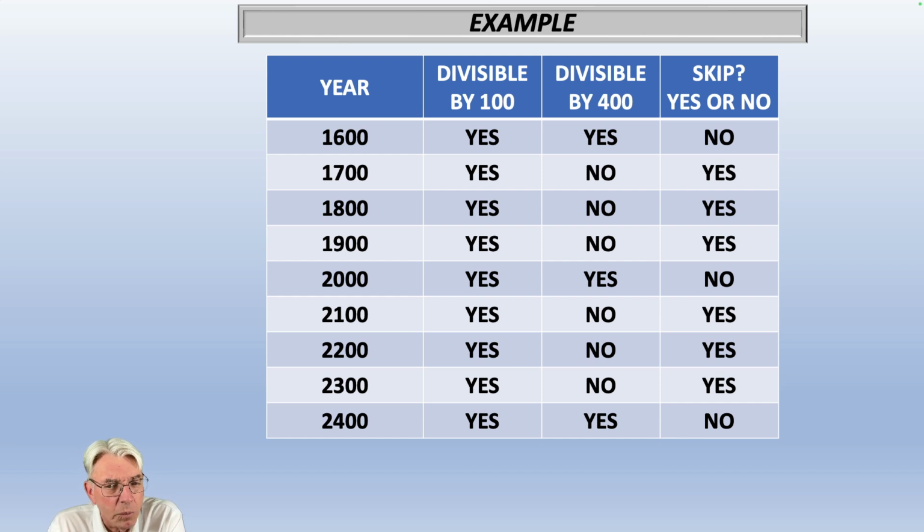So what years do we skip? Well, the ones that are divisible by both 100 and 400, you observe the leap year in those years. But the years in between that are not divisible by both, 1700, 1800, 1900, and 2100, 2200, and 2300, you do skip. So in those years, there will be no February 29th.